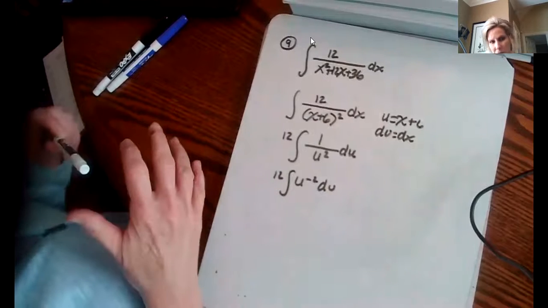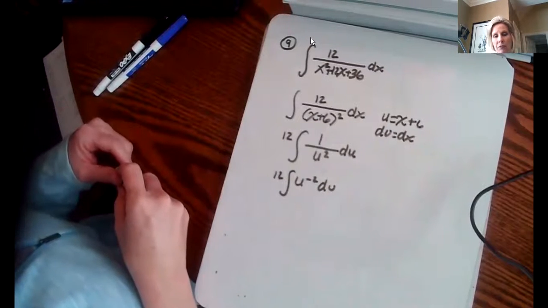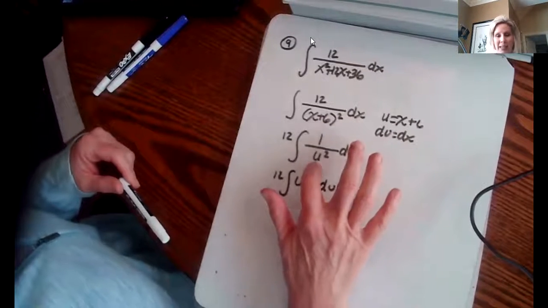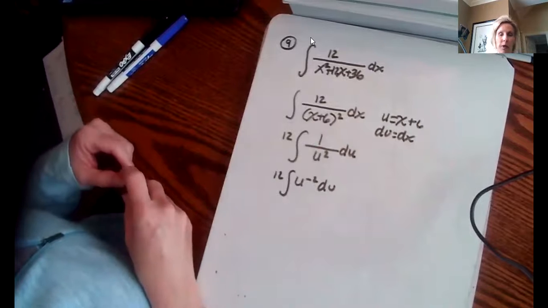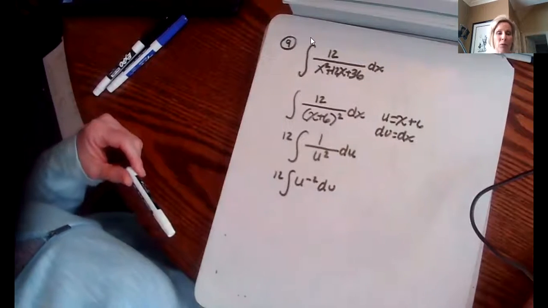It almost makes you think it's going to be a logarithm problem, but remember, if u is to any exponent on the bottom besides just 1, it's not logarithms, it's power rule.